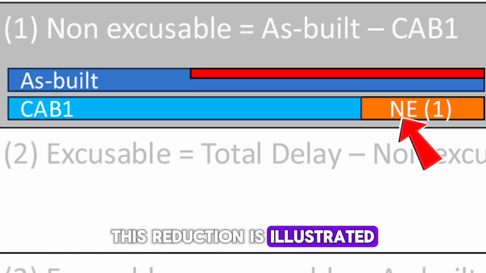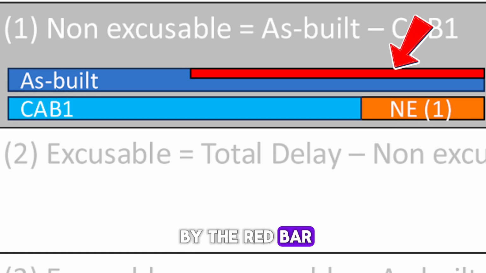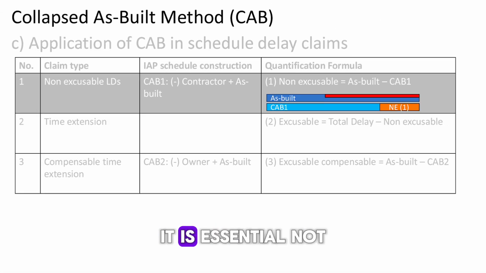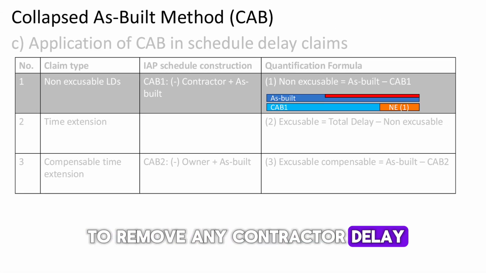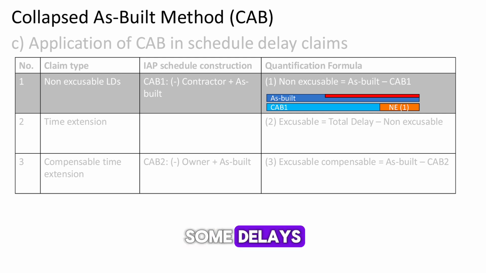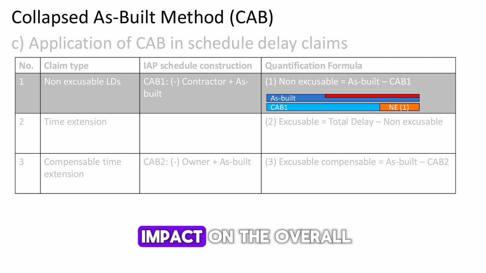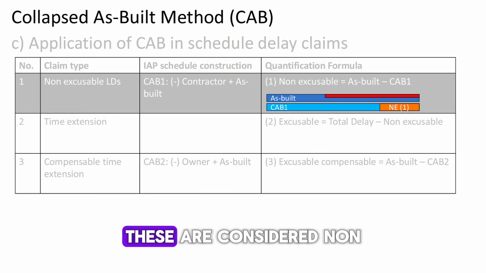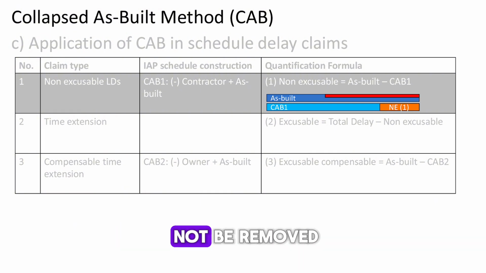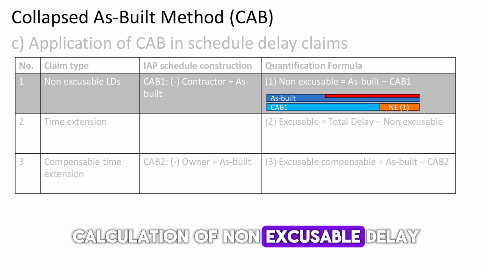This reduction is illustrated by the orange bar, representing a portion of the total delay shown by the red bar. For this calculation to be accurate, it is essential not to remove any contractor delay that did not affect the critical path at the time it occurred. Some delays may have happened when there was sufficient float in the schedule, meaning they had no impact on the overall completion date. These are considered non-critical delays and should not be removed. Removing them would result in an incorrect calculation of non-excusable delay.